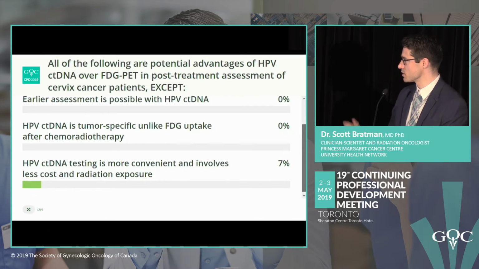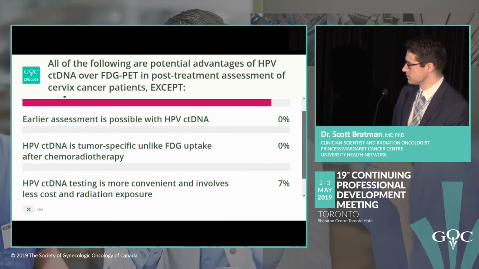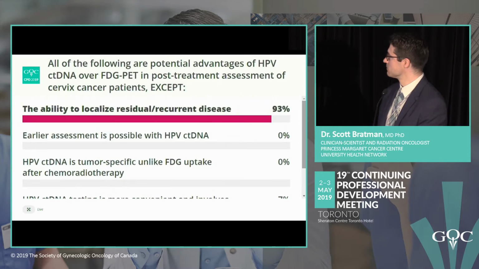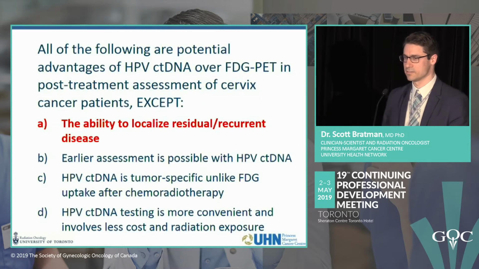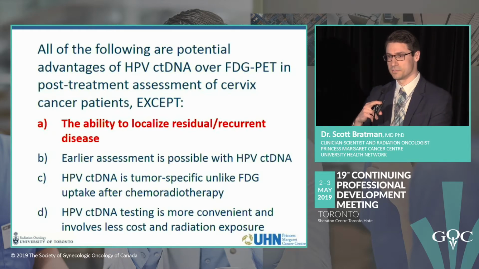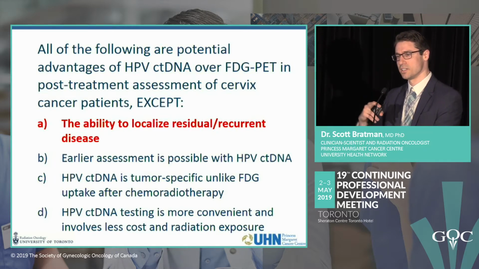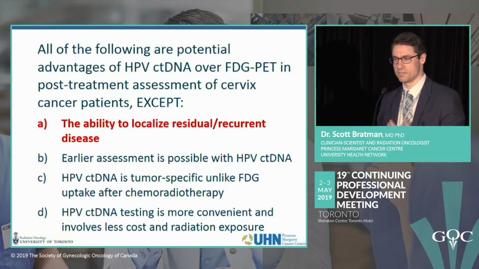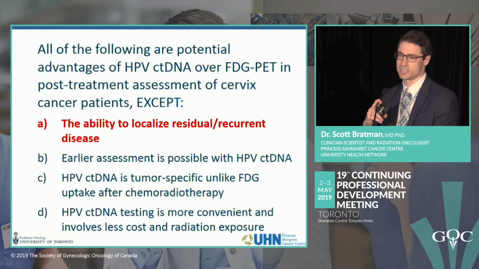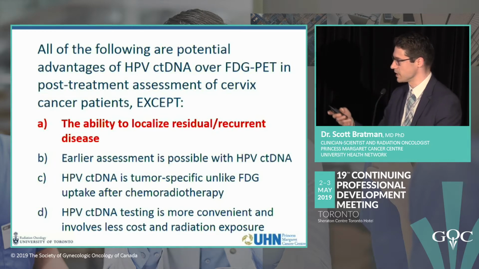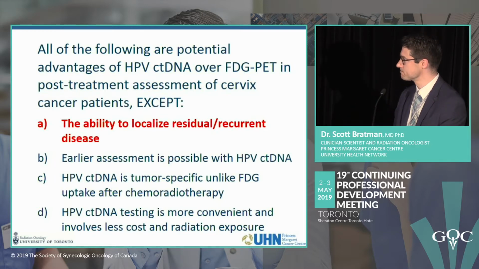HPV is maybe more tumor-specific than FDG uptake, and maybe it's more convenient. All right. So I agree with the vast majority that selected that first one. So, this is a limitation of HPV ctDNA in particular. You could think of ways, based on what I've shown you from the previous slides, that maybe in the future methylation could be combined with HPV ctDNA to help show tissue of origin information, maybe of sites of metastasis, but that's all very exploratory.